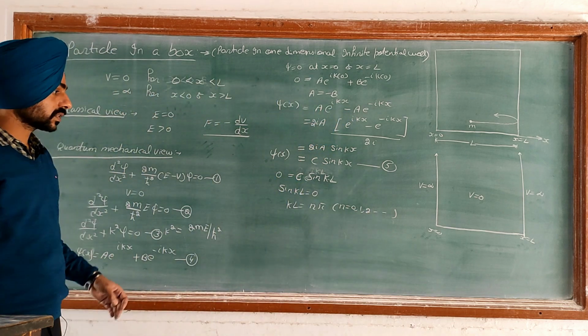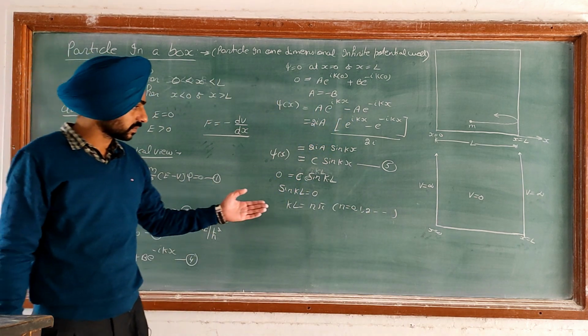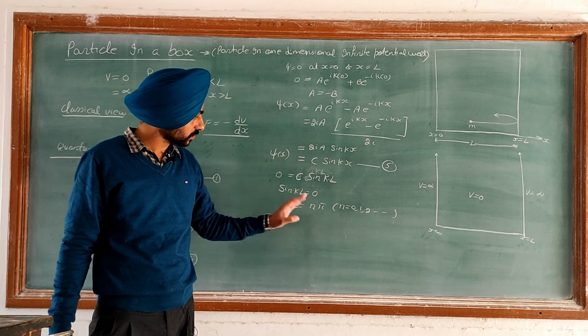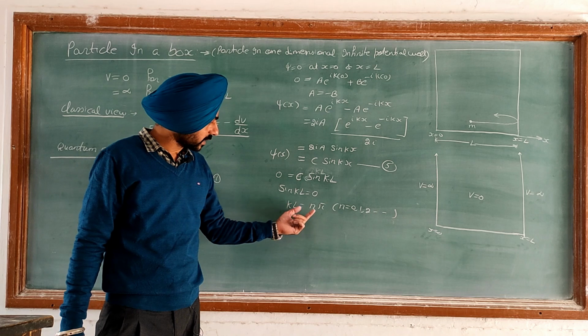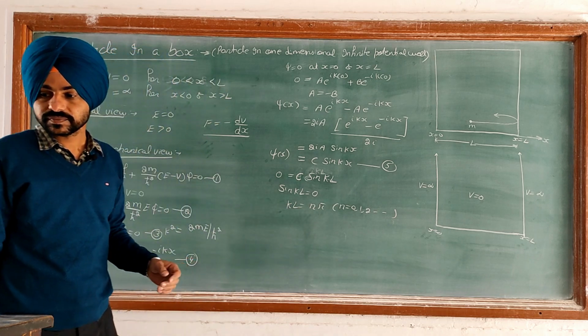So if n is 0, it is 0. So sine 0 is 0. If n is 1, it is pi. So sine pi is again 0. If n is equal to 2, then it is sine 2 pi. Sine 2 pi is again 0.